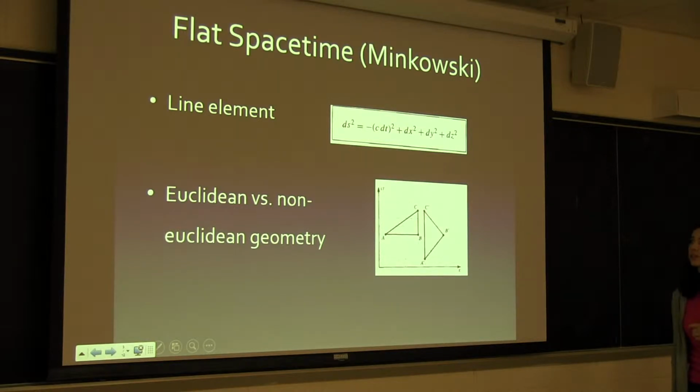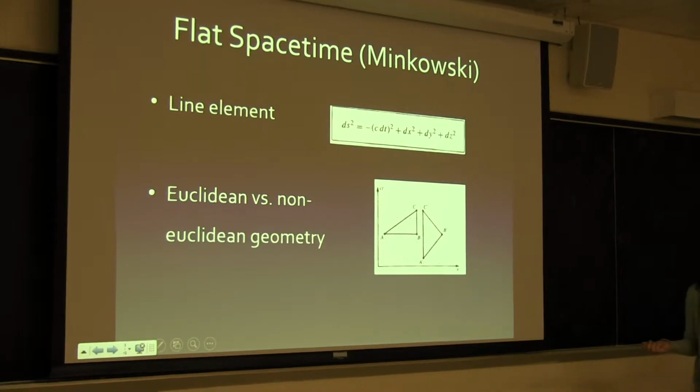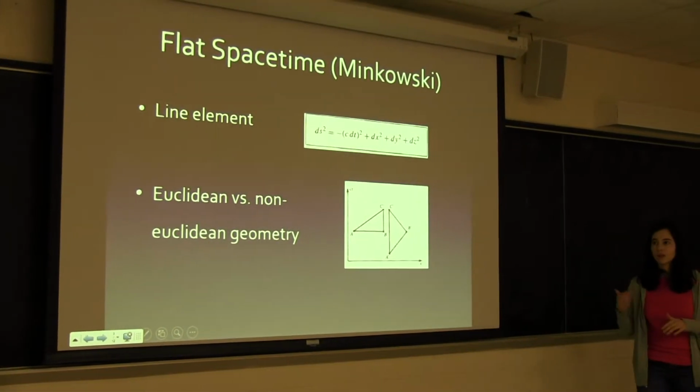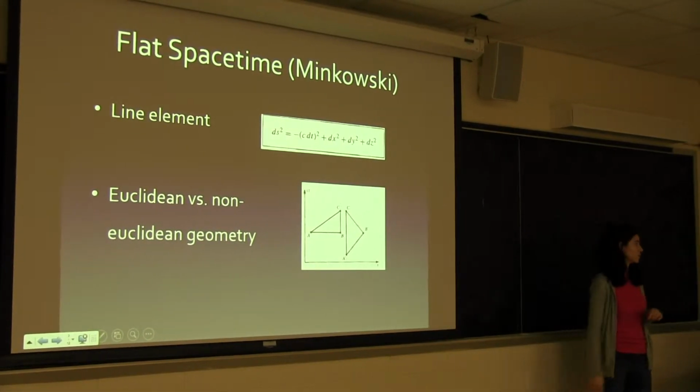Something about Euclidean and non-Euclidean geometry. The flat space-time metric, or line element, is non-Euclidean. The way we think of Euclidean versus non-Euclidean is that in our world, the shortest path to get somewhere is just a straight line. But in non-Euclidean space-time, it's actually the curved path that takes us the shortest time.